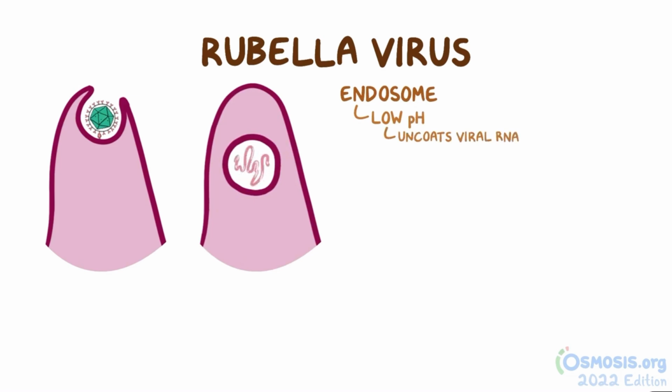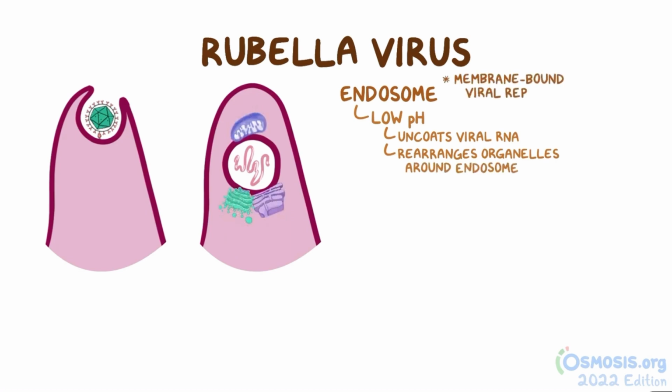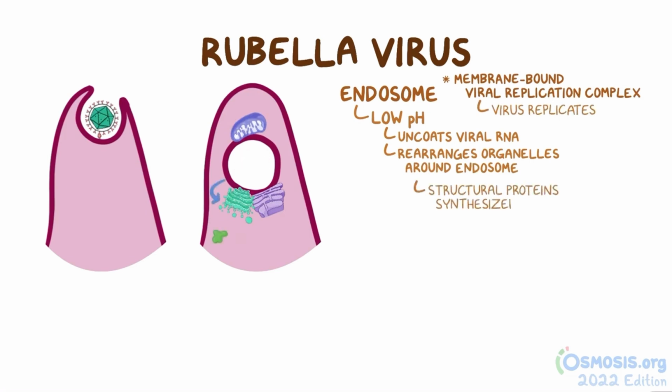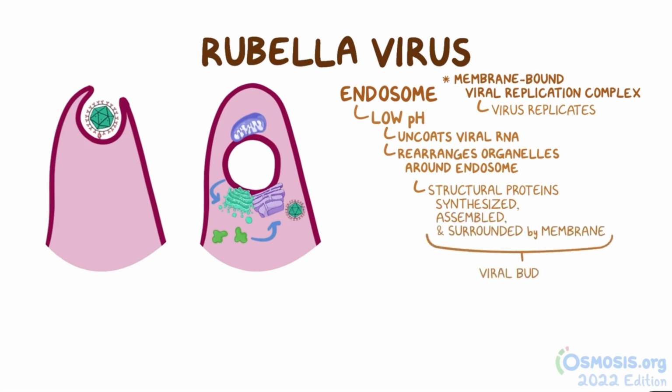Now, when the rubella virus enters the cell, it also rearranges some of the organelles, gathering the endoplasmic reticulum, Golgi apparatus, and mitochondria around the endosome. The result is a membrane-bound viral replication complex where, like the name says, the virus replicates. So, after the virus replicates, its structural proteins are synthesized using the rough endoplasmic reticulum, and these proteins are then transported to the Golgi apparatus to be assembled and surrounded by the membrane, a process called viral budding.